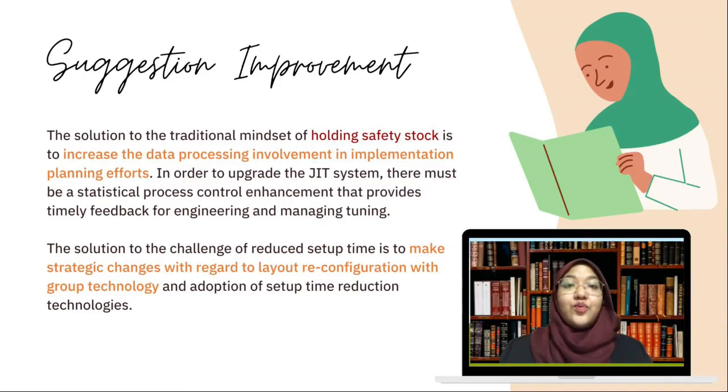Everything has its own pros and cons. The same goes for the JIT method. The solution to the traditional mindset of holding safety stock is to increase the data processing involvement in implementation planning efforts. In order to upgrade the JIT system, there must be statistical process control enhancements that provide timely feedback for engineering and managing tuning.